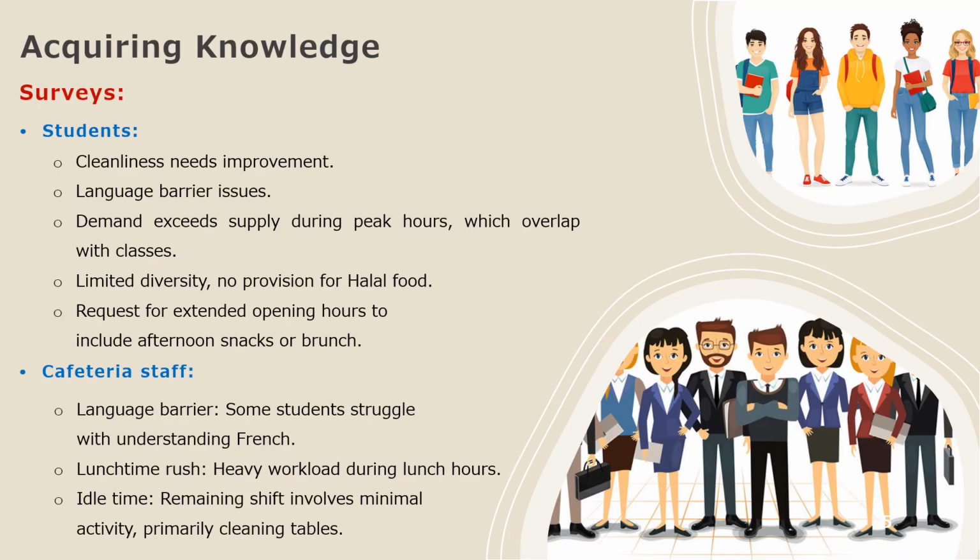The next method is the surveys method. In this method, we surveyed students and staff about their experiences and challenges with the cafeteria. The students mentioned the following issues: cleanliness needs improvement. There is a language barrier issue. Demand exceeds supply during peak hours, which overlap with their classes. The menu has limited diversity with no provision for halal food. And also, they had some requests for extended opening hours to include afternoon snacks or brunch.